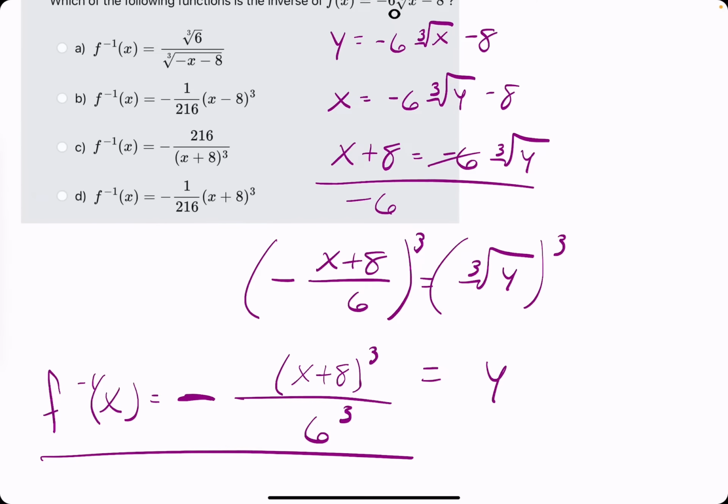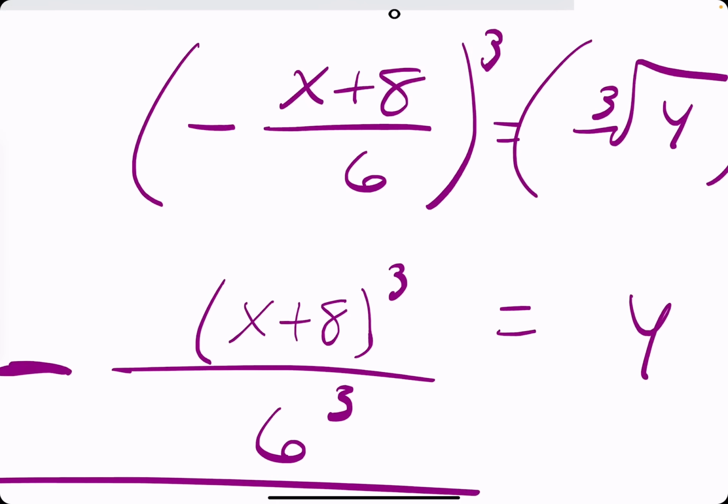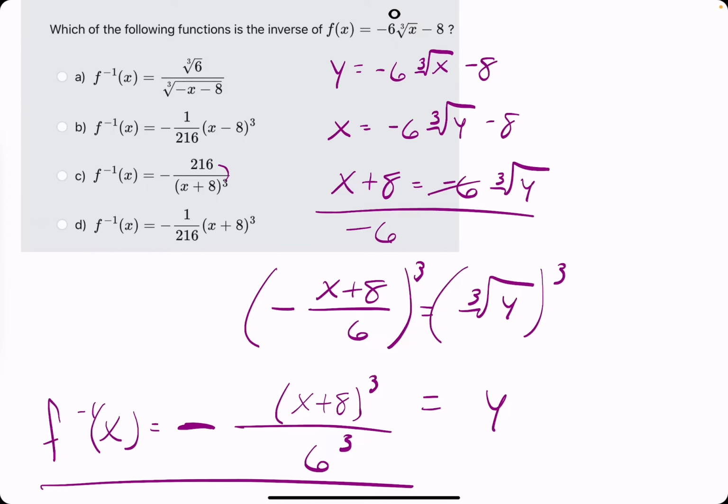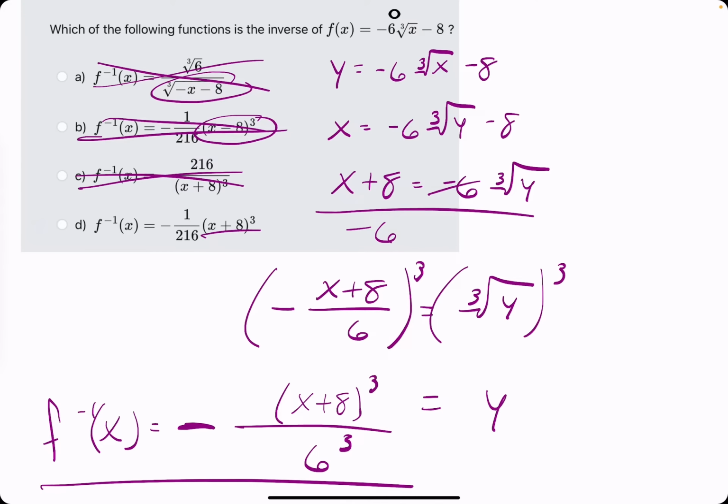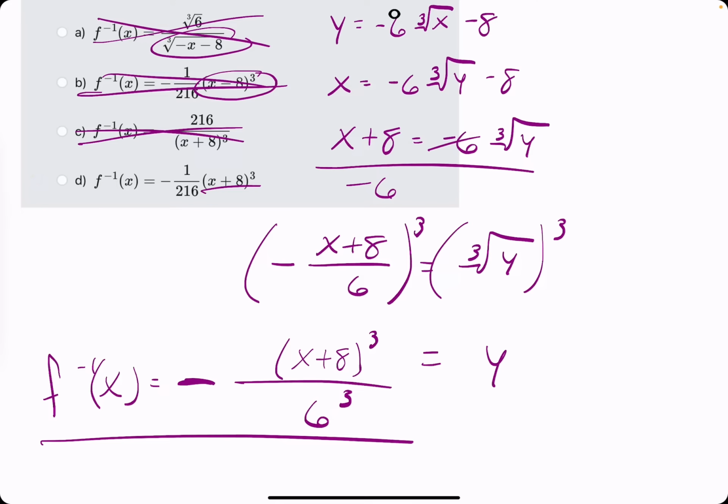Okay, so x plus 8 cubed. We want to see x plus 8 cubed in a numerator, not in a denominator, so we can eliminate that. This is x minus 8 cubed. Now, we don't want to see the cube root, no, so that leaves us with x plus 8 cubed in option D, and then you could probably justify where they got the 216. That's likely from 6 cubed, so 6 cubed is 216 with a negative out in front.